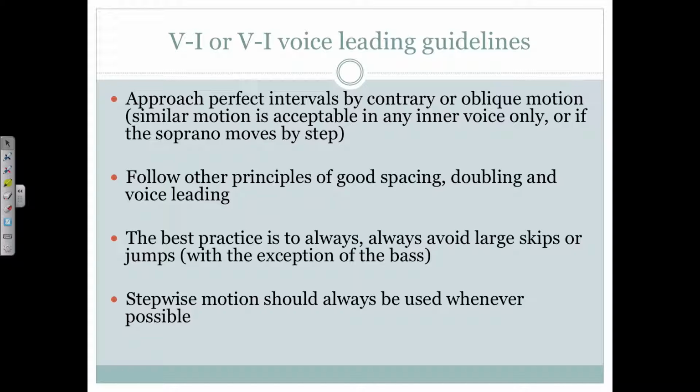Follow the other principles of good spacing, doubling, and voice leading that we talked about during week 1. We don't want to have too much space, or space larger than an octave, between the soprano and the alto, or the alto and the tenor. This becomes too sparse, and it takes away from the desired quality of the chord. So the best practice is always avoid large skips or jumps if you can. When you look at your voice leading and you're seeing all of these skips and jumps, that's something to avoid. You know that you've done something that is not appropriate for the common practice style.